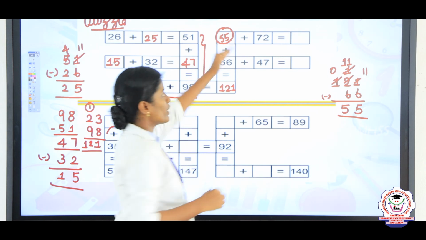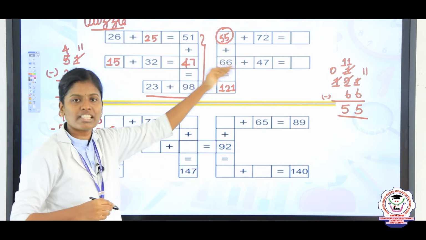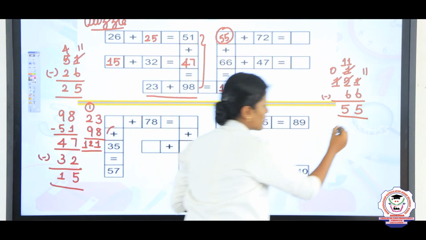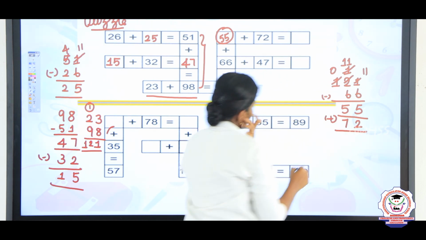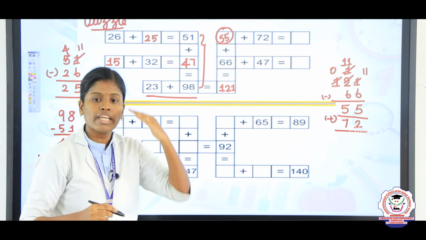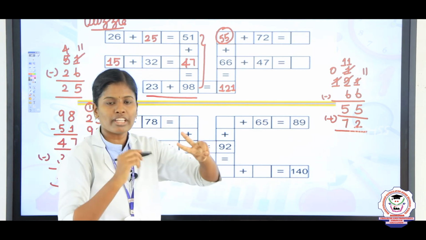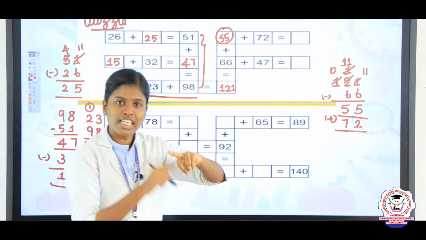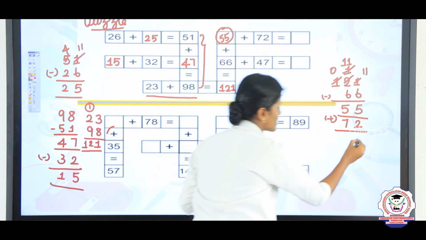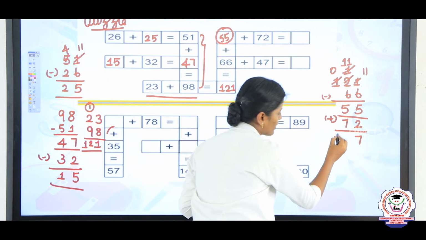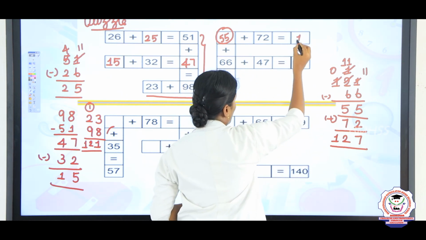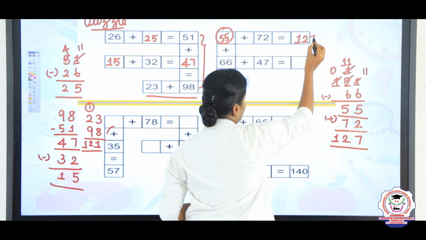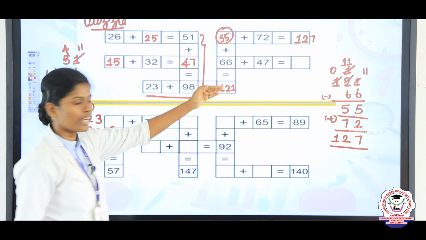Now we are going to add 55 plus 72. Take the ones place value. The ones place values are 5 and 2. Keep 5 in the mind, 2 on the fingers. So 5, after that 6, 7. So write the answer 7, and 5 plus 7, the answer is 12. And here the answer is 127.